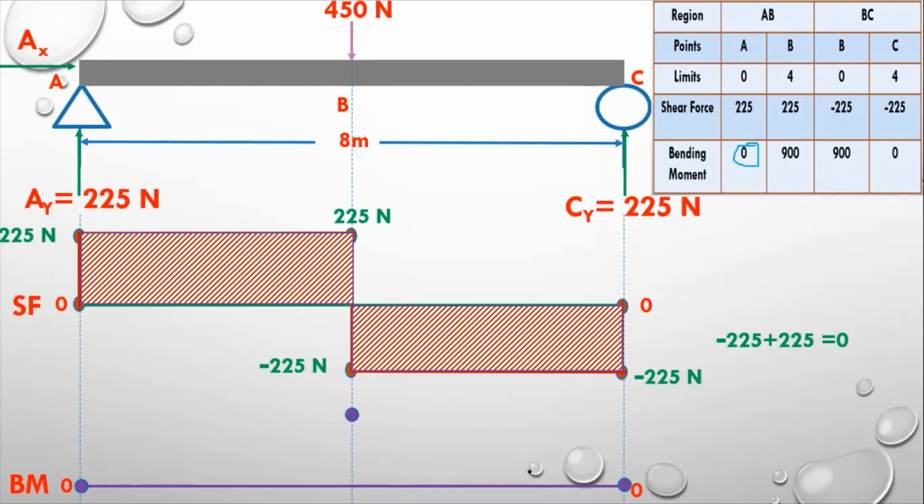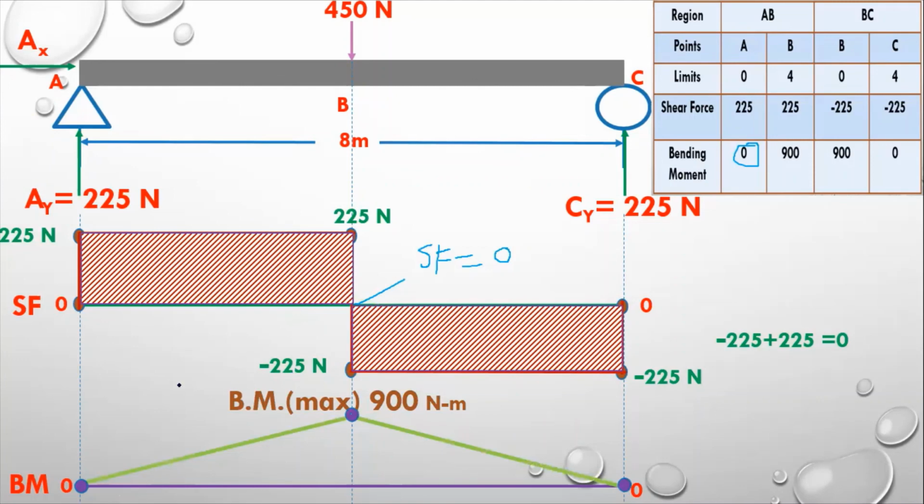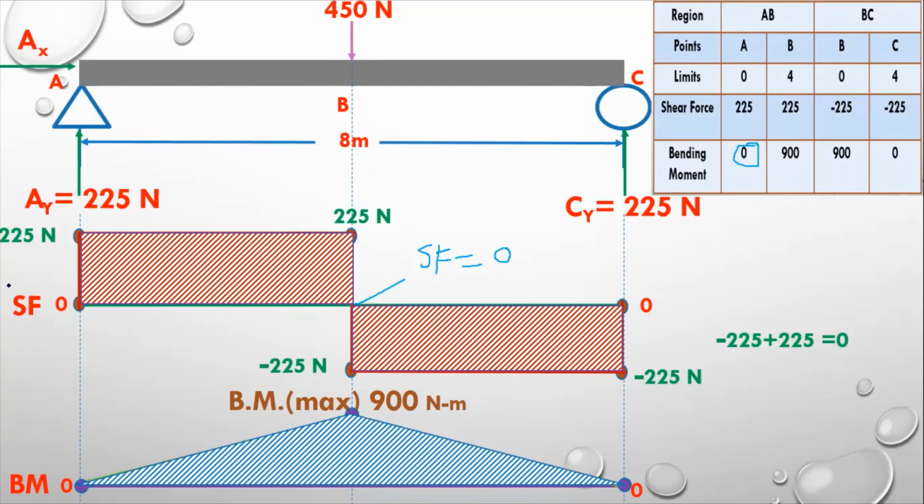So it will be this. So BM maximum is 900, always keep it in mind, wherever shear force is 0, your bending moment always comes maximum. So shear force is equal to 0 here, so your bending moment is maximum, that is 900 Newton meter. We are going to make an inclined line over here because there is a straight line in the shear force, so we have to take an inclined line in the bending moment diagram. So it will be like this, and then this is the way to draw the triangle over here, and I will shade it like this.